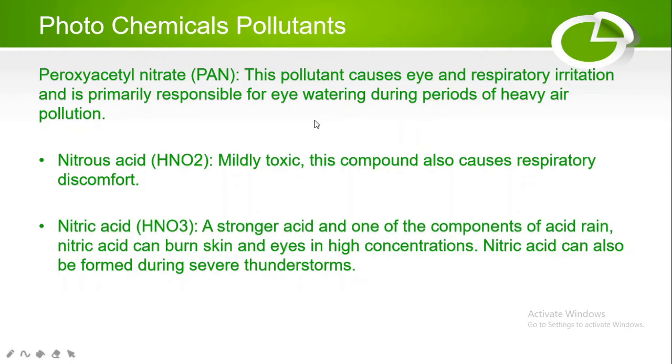The nitrous acid, HNO2, is mildly toxic. This compound also causes respiratory discomfort. Nitric acid, HNO3, is a stronger acid and one of the components of acid rain. Nitric acid can burn skin and eyes in high concentrations. Nitric acid can also be formed during severe thunderstorms.